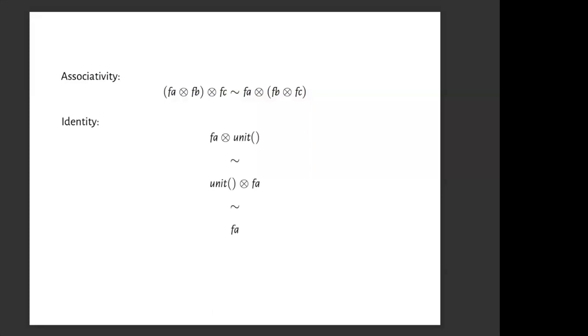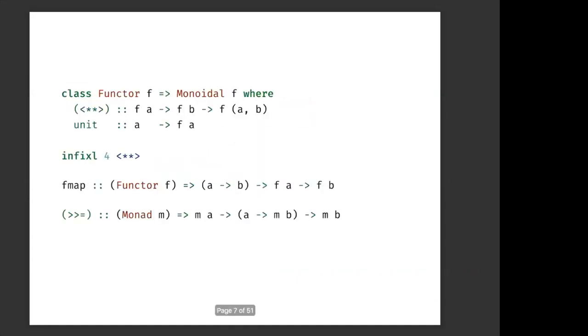And then we have identity, which is if you take an F of A and zip it with lifting the unit into F, that's isomorphic to lifting the unit into F and zipping that with F of A, which is isomorphic to just F of A. So these are the laws for lax monoidal functors. Do these laws look familiar to anyone? You have left identity, right identity, and associativity. The zipping operation you have there, what is that exactly? I drew it as the binary operator, but it's this thing where you have the F of A and F of B, and then you just use the pairing.